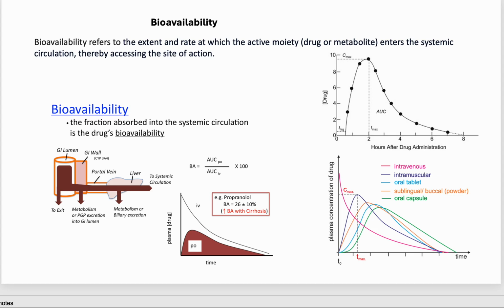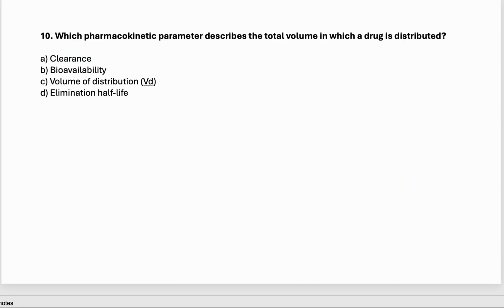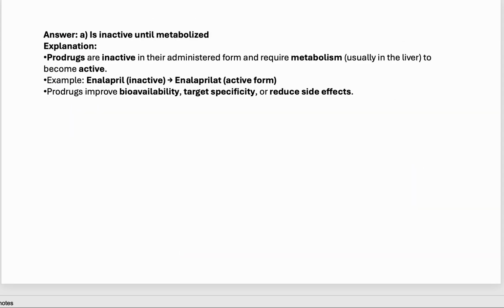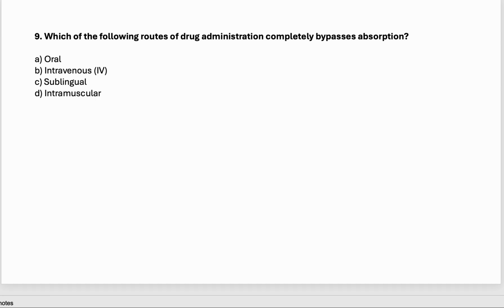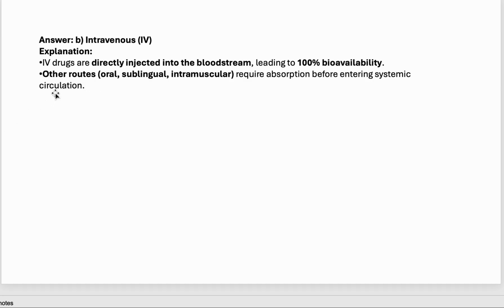I'm sorry, we were on this question. So intravenous drugs are directly injected into the bloodstream, leading to 100% bioavailability. Other routes, oral, sublingual, and intramuscular, require some absorption before entering systemic circulation.